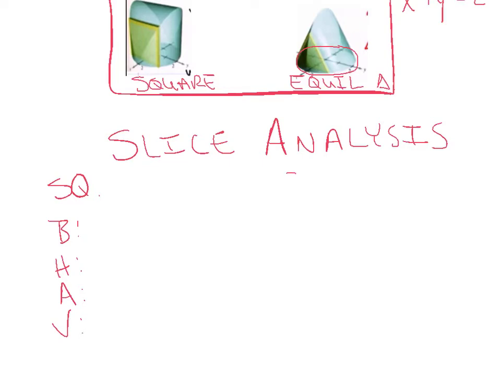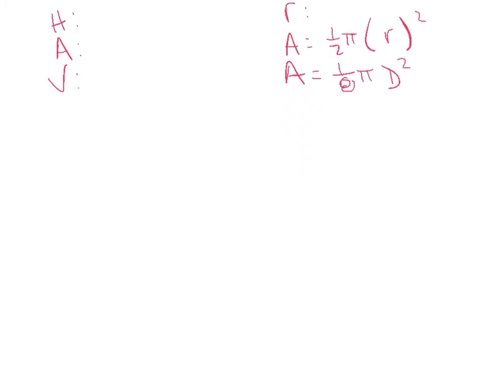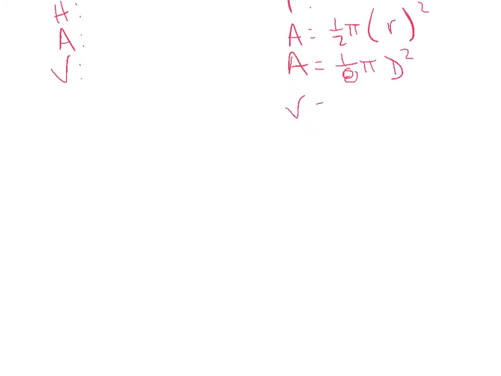If you were doing a semicircle, this one's pretty interesting. You're going to start with the diameter, and then you've got your radius, and then the area of that one slice is going to be 1/2 pi times your radius squared. Now, by the time you're done, it actually turns out to be 1/8 pi times the diameter squared every time. And then, of course, you've got your volume after that. You can go to town with that one.